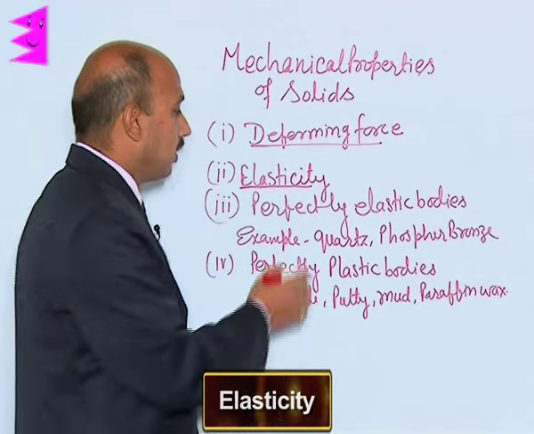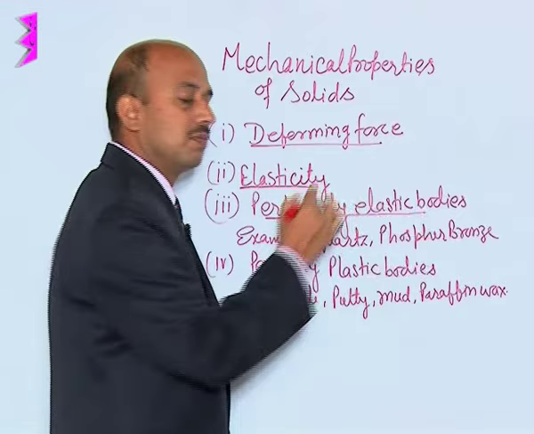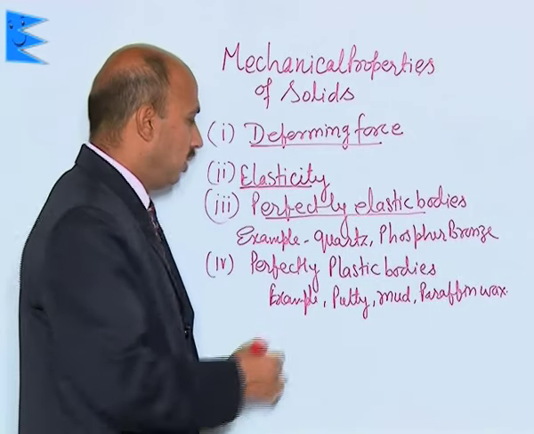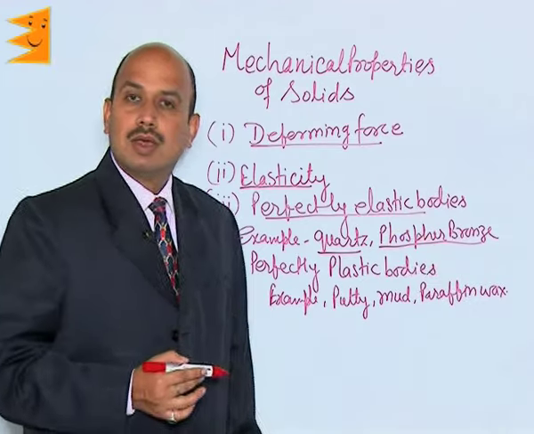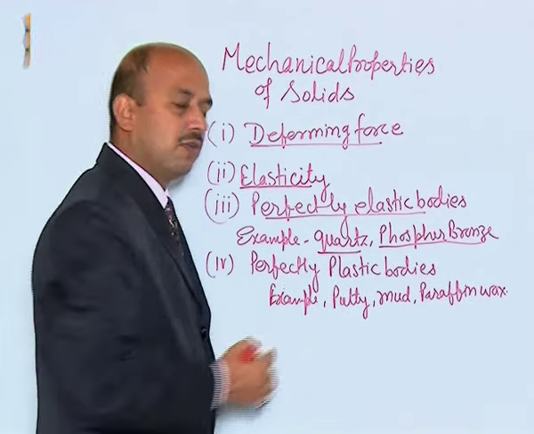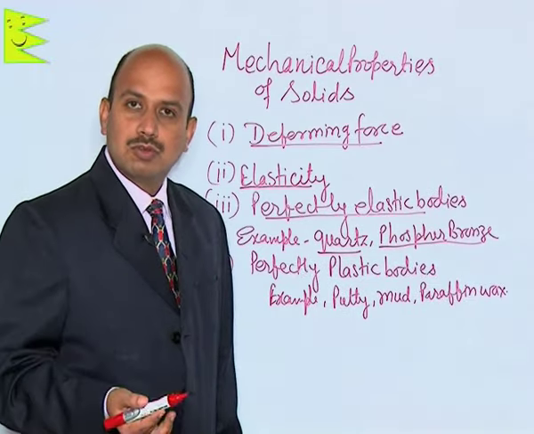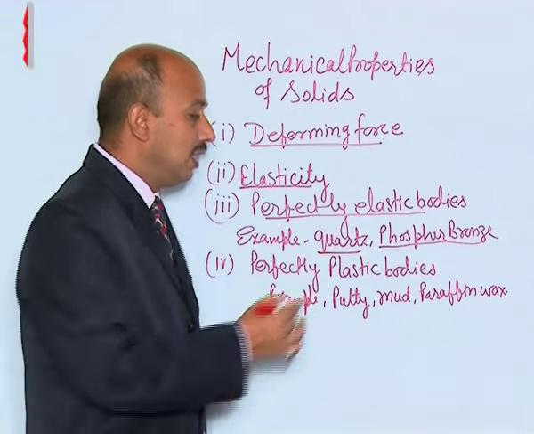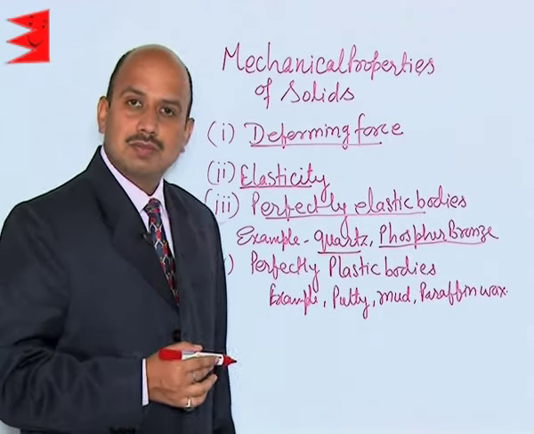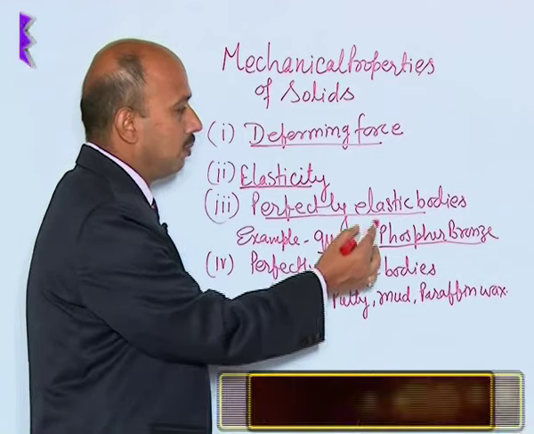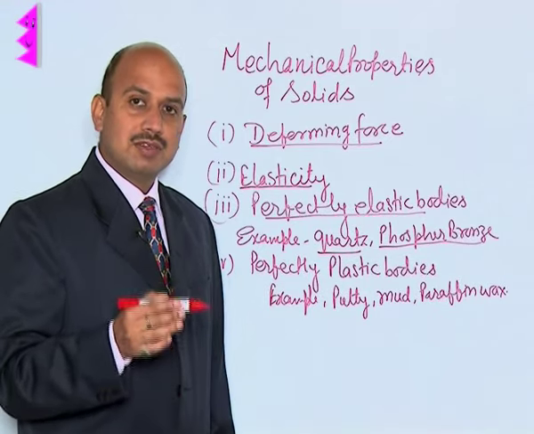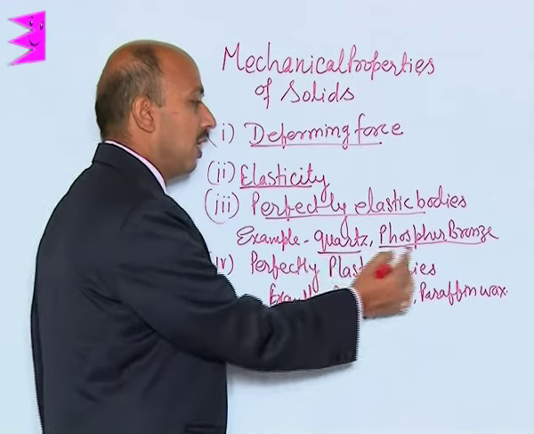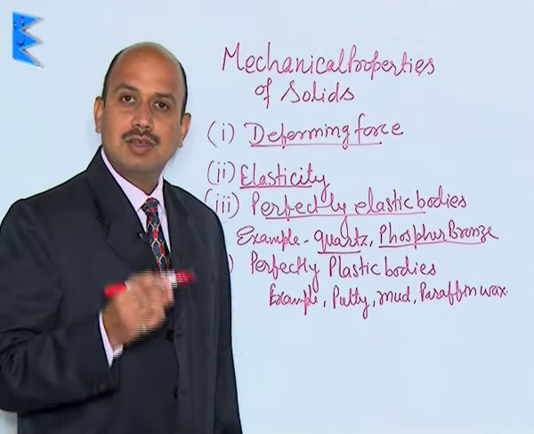Now, see here, perfectly elastic bodies. There are certain bodies, for example, quartz, phosphor bronze. On these bodies, if you apply deforming force and remove that force, the body regains 100% original configuration. So, these bodies are called perfectly elastic bodies. Actually, there are no perfectly elastic bodies, but these two can be considered as perfectly elastic bodies.